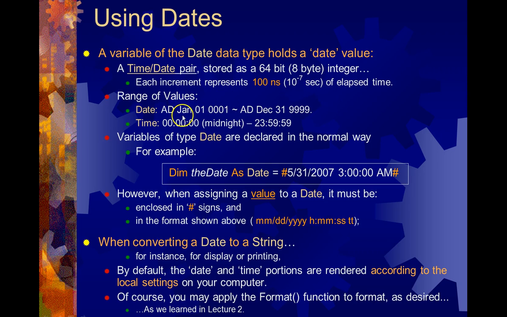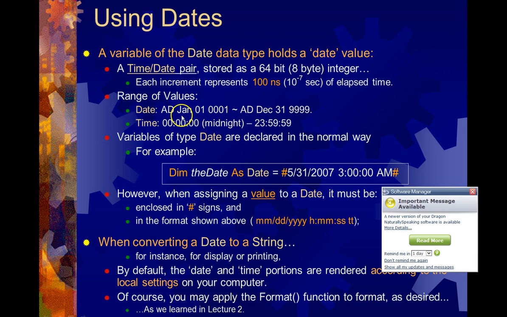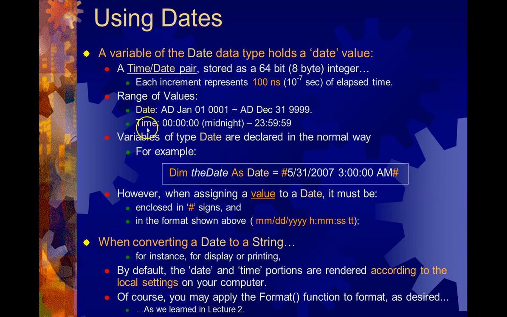The range of values is, the smallest value you can have is January 1st, at year 1. And this goes up to this year. So it's kind of a long period of time. And the time is from midnight to this time.